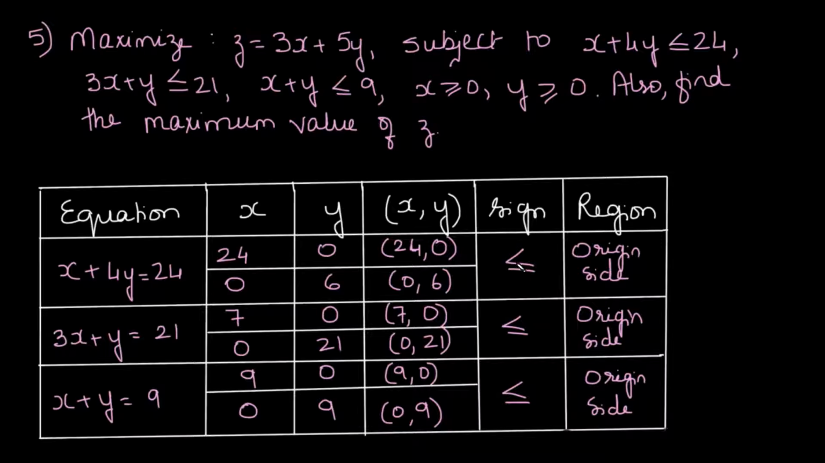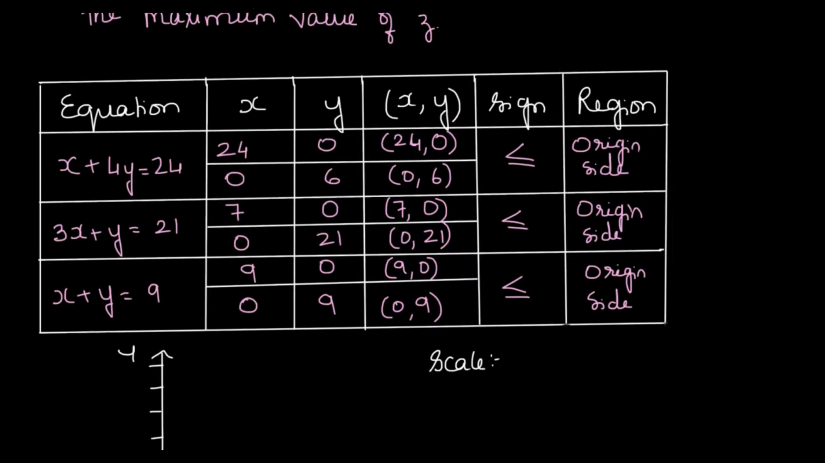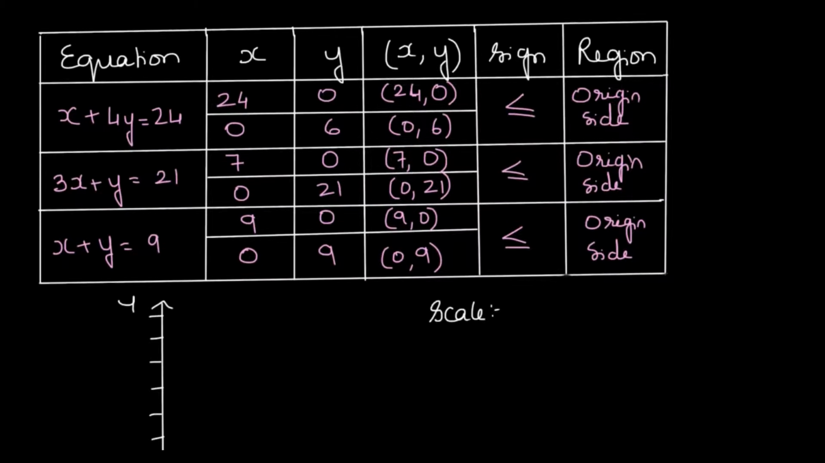We also consider the sign of the inequality. If it is less than or equal to, we say that the solution lies on the origin side. The region of the line where the solution lies is the origin side. So in this case, as you can see in this particular table, the three signs are all less than or equal to. That means the solution set of each line lies on the origin side of the line. So all this we already covered in the previous lecture. This table has been given to you readily.